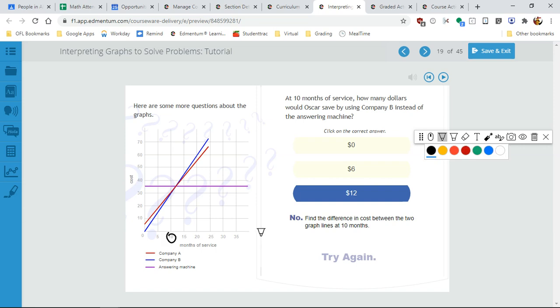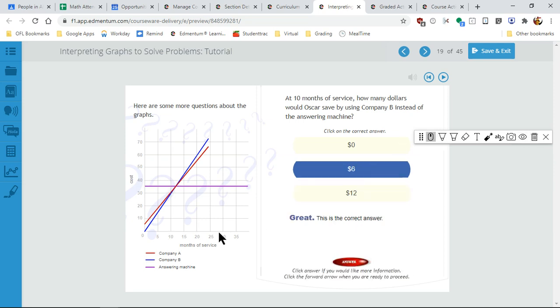Month 10, company B, which is the blue. It is 6. That's a good guess, Sammy. Sammy's right. It's 6. I don't know what I was doing, but Sammy's right on point. Good job, man. It looks like it's 30 and 6.